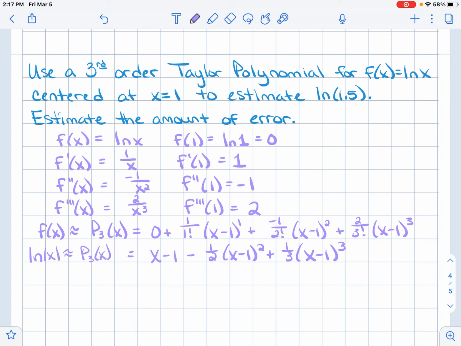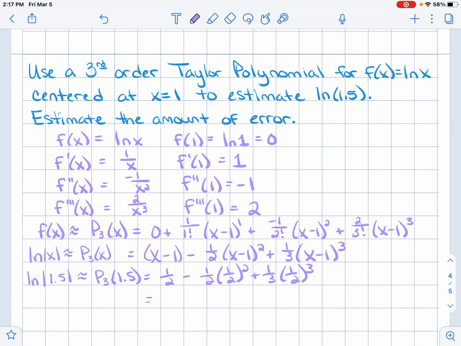Now what we're looking for is the natural log of 1.5, so I'll replace x with 1.5. And if you don't mind, I'm going to skip some steps. So for example, I had 1.5 minus 1, so I'm just going to write 1/2. And then 1.5 minus 1 here, so that's 1/2 squared. And this is 1/2 cubed.